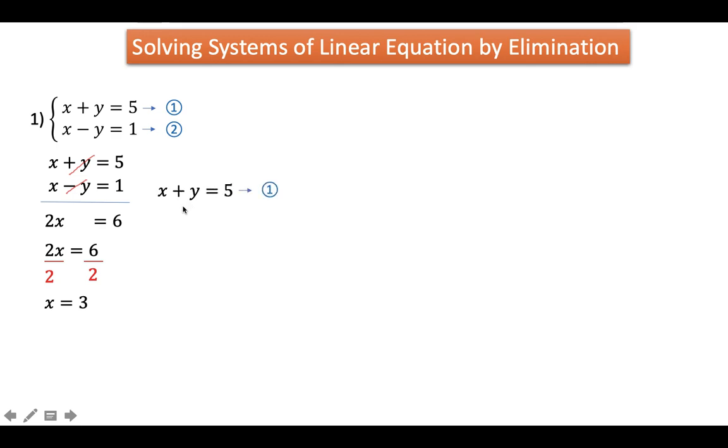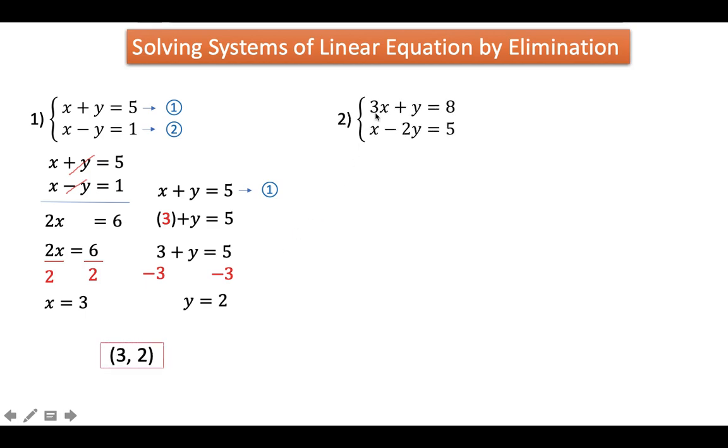So next is to find y, and I decided to use equation 1. We have an option, we can use any of them, but I decided to use equation 1, which is x plus y is equal to 5. Then replace this x by 3. It becomes 3 plus y equals 5. Then add negative 3 to both sides so that y is left, and 5 minus 3 is 2. And we have our solution: 3, 2.